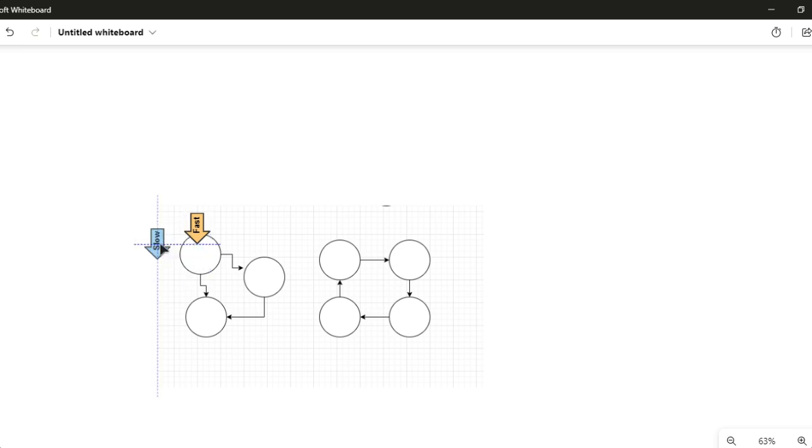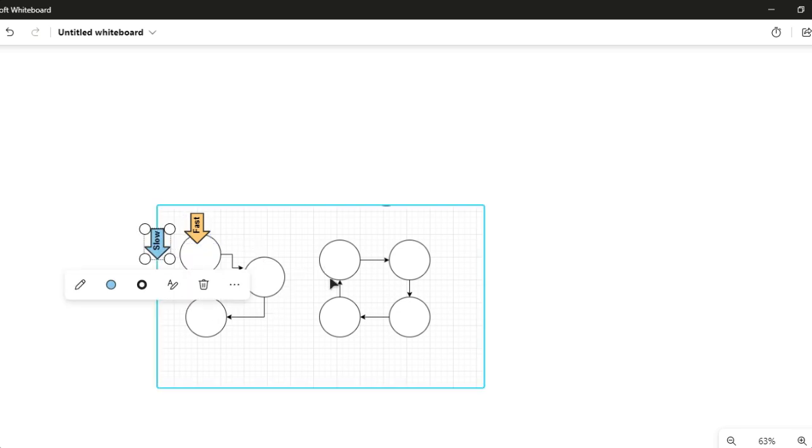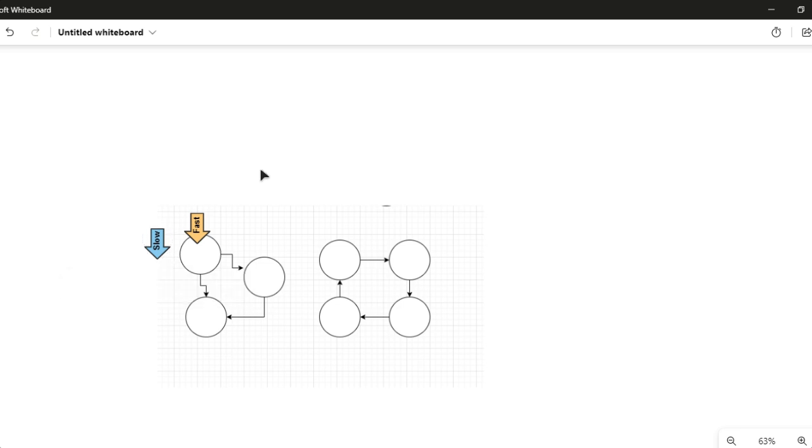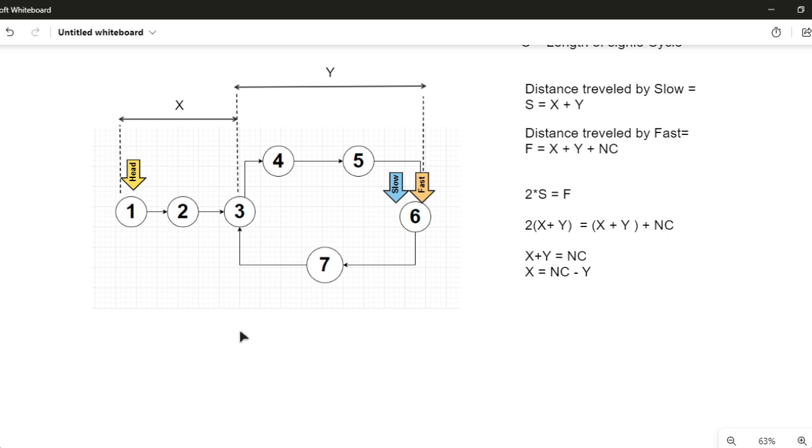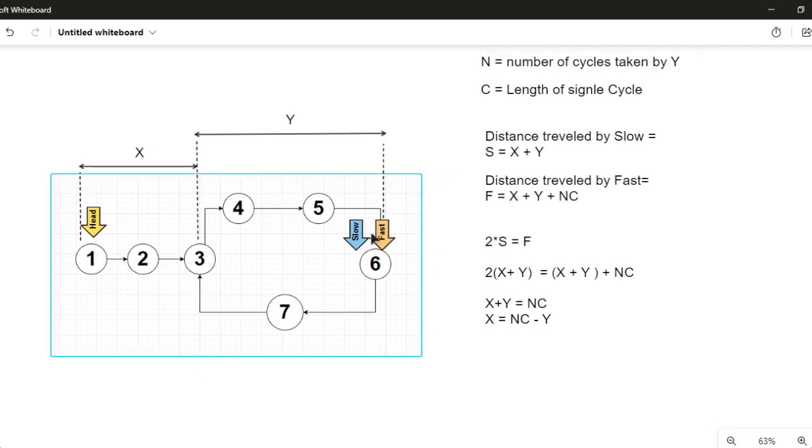So it will definitely meet slow at some point, because in this the slow is going everywhere and fast is just repeating some nodes if the length is even. And if the length is odd, fast will definitely go to each and every node. That's why they will definitely meet at some point. Okay, so that is the intuition behind the meeting of fast and slow.